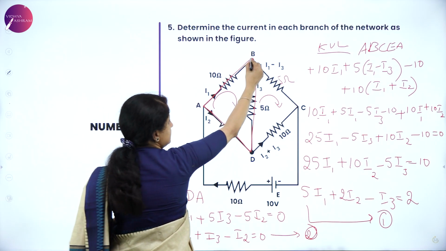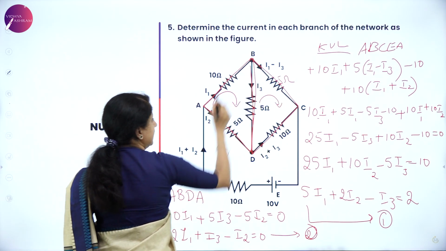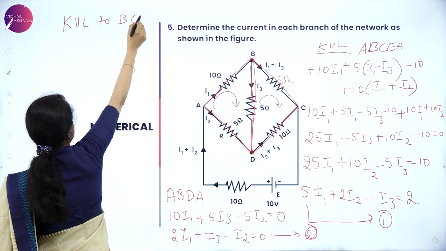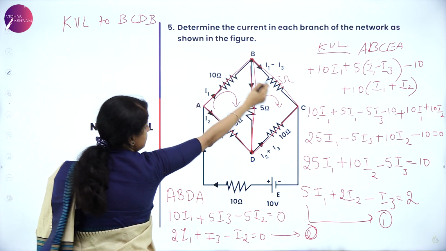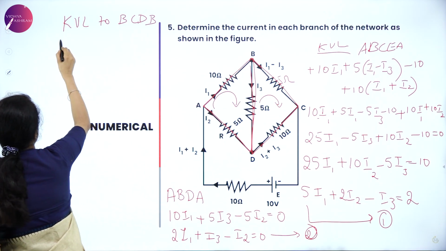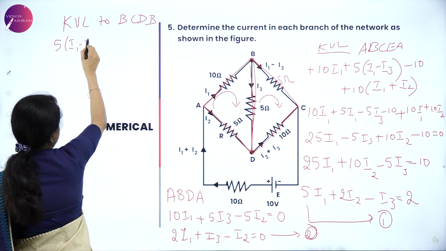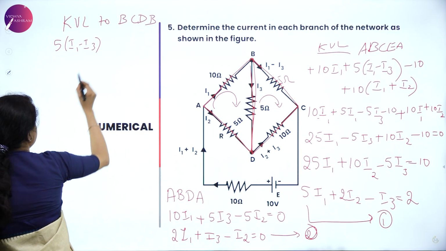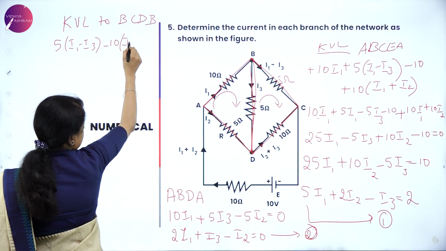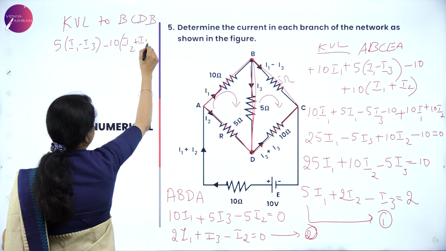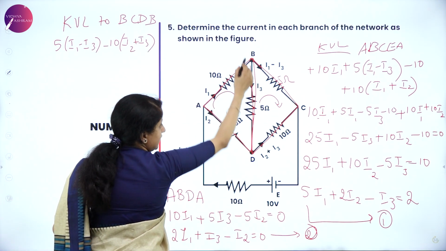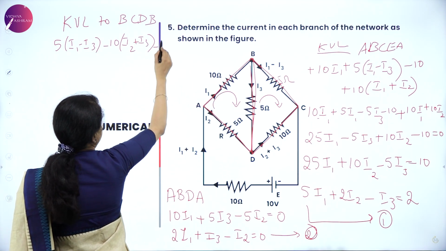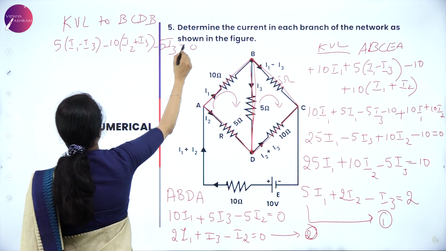We now remain with this loop, that is B, C, D and B. So, we are applying KVL to B, C, D and B. Hence we can write 5 into I1 minus I3. From C to D, it is opposite to the direction of current and hence minus 10 into I2 plus I3. Going from D to B, we are going opposite to the direction of current across the galvanometer, so it is minus 5 I3 is equal to 0.